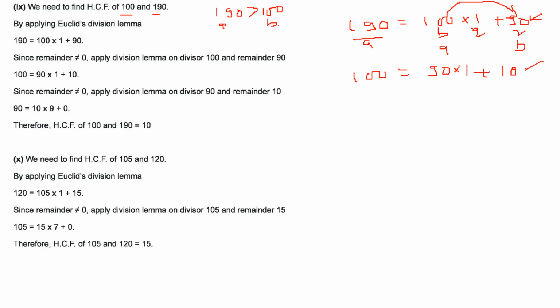Again the remainder is not 0. So now, this will be A, this will be B. So, 90 has to be represented in terms of 10, that is, 10 into something plus something, Q and R. If I multiply 10 by 9, I get 90. That means the remainder will be 0. We got remainder 0. So, this number is our HCF. 10 is our HCF. So, this is how you are going to solve the different parts of the first question.